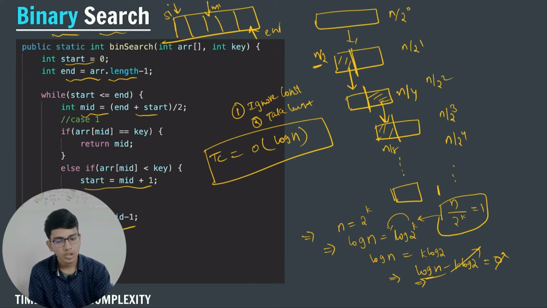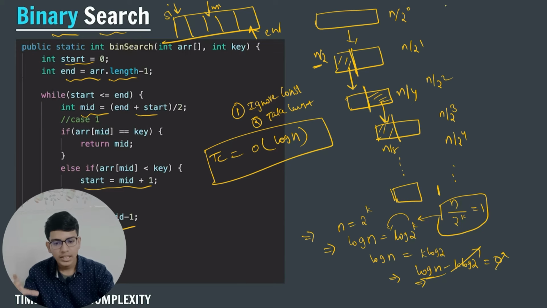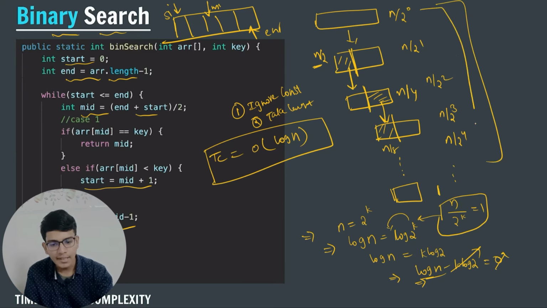So I hope you have understood the logic that from the intuition, we have observed one thing, that we are breaking our array by multiples of 2, that is, powers of 2. So n divided by 2 to the power of 0, n divided by 2 to the power of 1, n divided by 2 squared, 2 cubed, 2 to the power of 4. And we are dividing the array until we get a single element. So how many operations are we performing? We need to add all these operations.